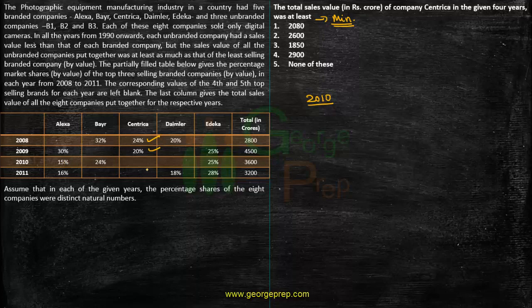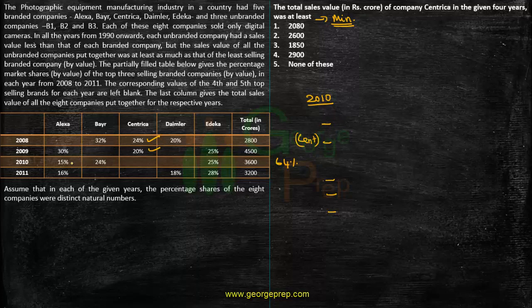In 2010, the top 3 companies' value is summing up to 64%. So we have got 36% to be distributed to the last 2 branded companies and the 3 unbranded companies. Now, as we'll have to minimize Centrica's sales value, we will assume Centrica to be the 5th company in this order. So let me distribute that 36% left here to these companies. As we have to minimize Centrica, let me give the maximum possible value for the 4th company.